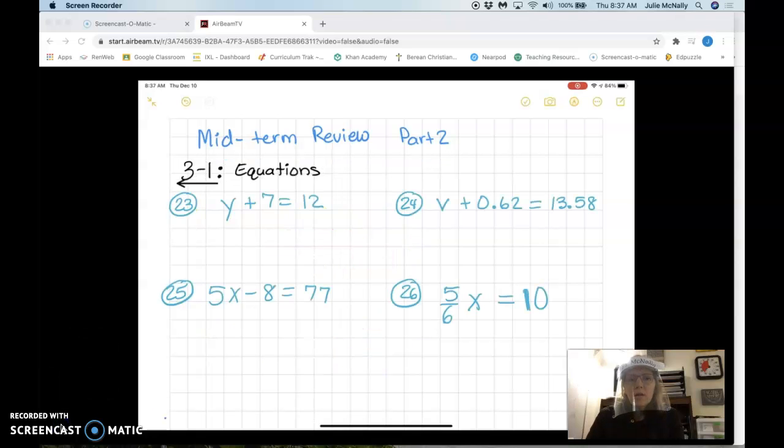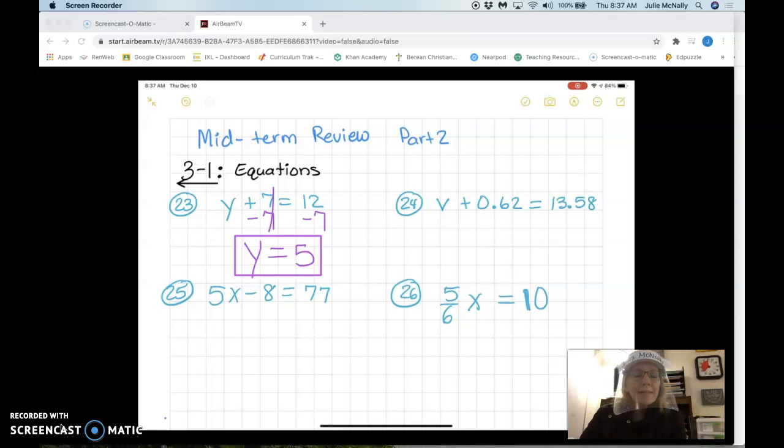The next section is on equations out of chapter 3-1. So we're just solving equations here. So remember, you look at what's happening to the variable and you do the what? Opposite. Yes, good. So next to y, I see it's a +7. So I'm going to do what? -7. And whatever I do to one side, yep. And those cancel. So I'm just left with y here. And 12 minus 7 is 5. You're going to need a calculator for 24.